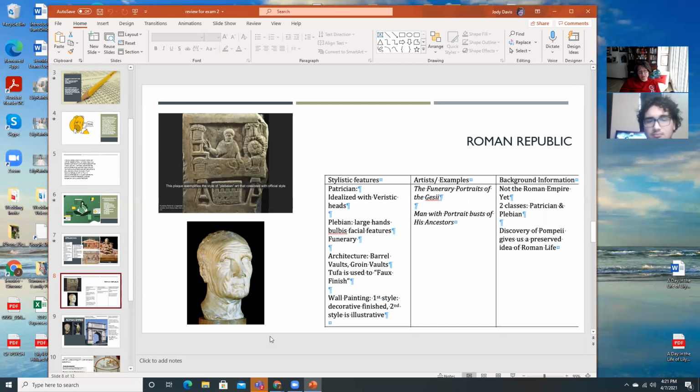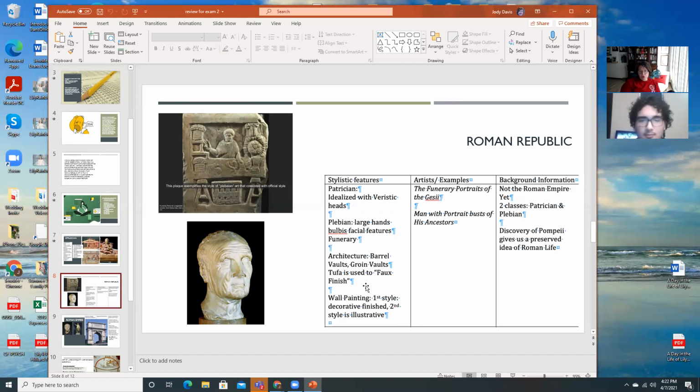One of those things is this invention of this stuff called tufa. Tufa is basically ancient cement. It's a slurry of small pebbles, and it's used in a plastering technique that hardens, and then the Romans paint over top of it to get a look that is marble-like. In the Roman Republic, they invent barrel vaulting, groin vaulting, and the hemispherical dome.